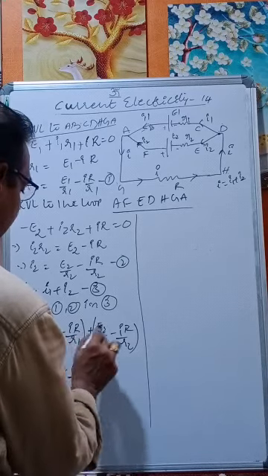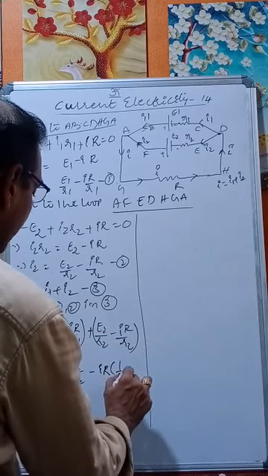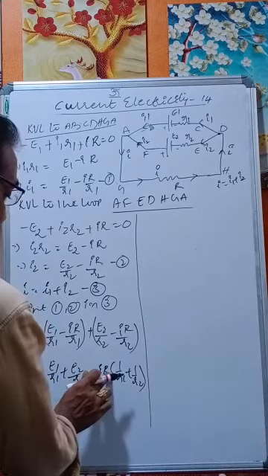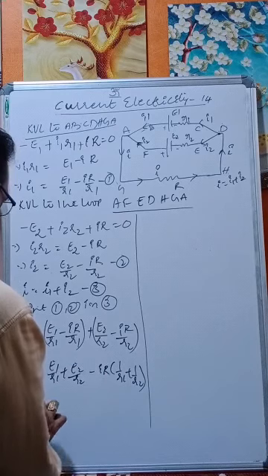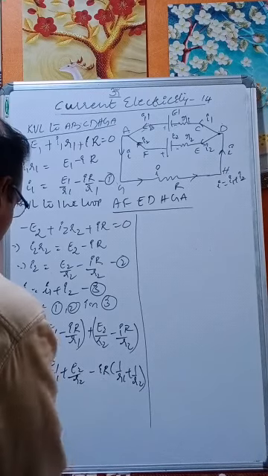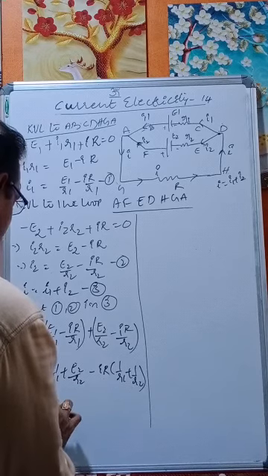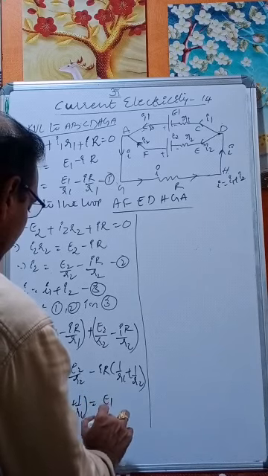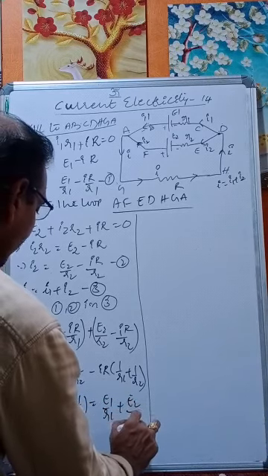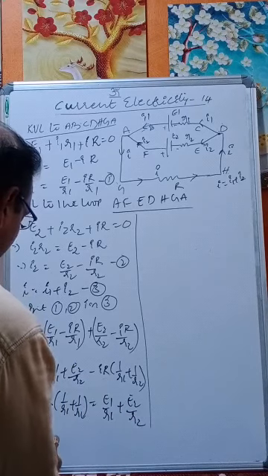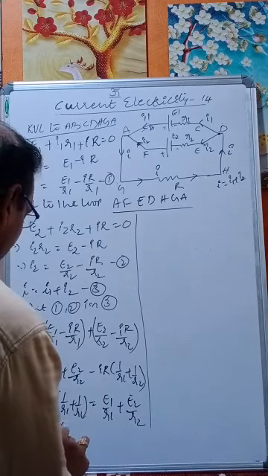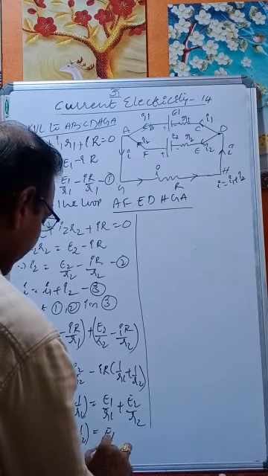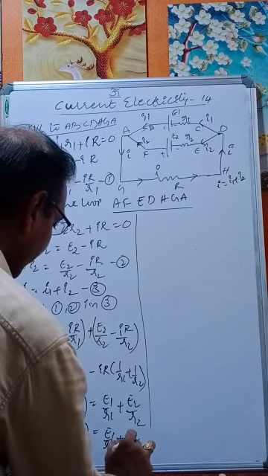If you take IR common, minus IR common, we get 1 by R1 plus 1 by R2. Now bring this to this side. This implies I plus IR into 1 by R1 plus 1 by R2 is equal to E1 by R1 plus E2 by R2. Implies I, take common, 1 plus R into 1 by R1 plus 1 by R2 is equal to E1 by R1 plus E2 by R2.